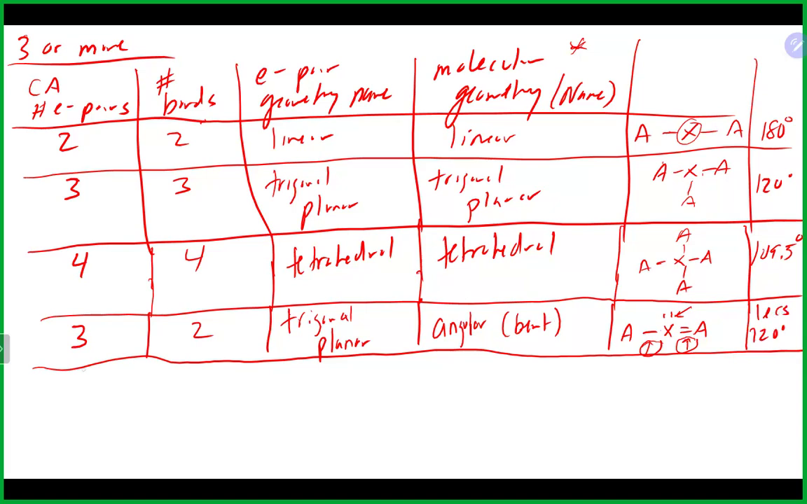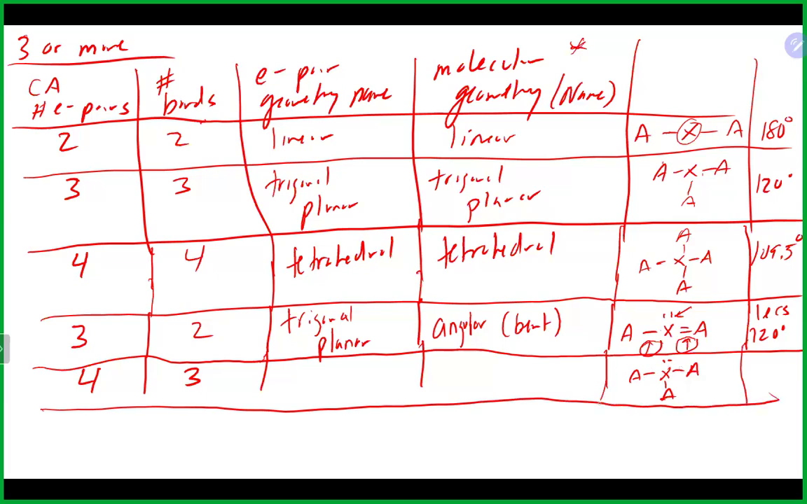The next one that we talked about was something with four electron pairs and three bonds. And something like that will look like this. Again, with four electron pairs there, it's going to be tetrahedral for the electron pair geometry, as that name does not change. But again, with that extra electron pair and no bond, we end up with a shape that's known as trigonal pyramid.